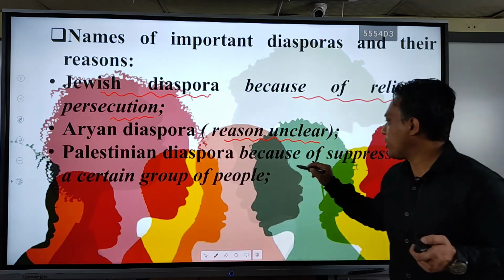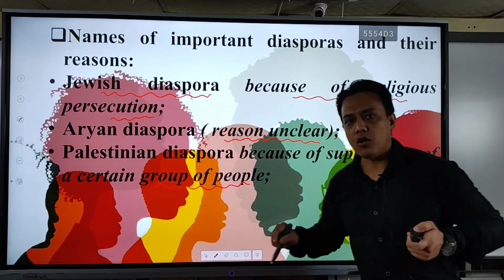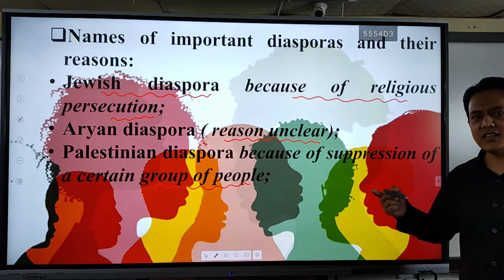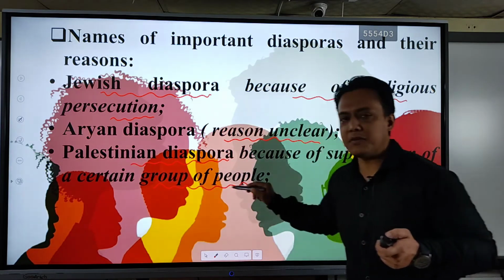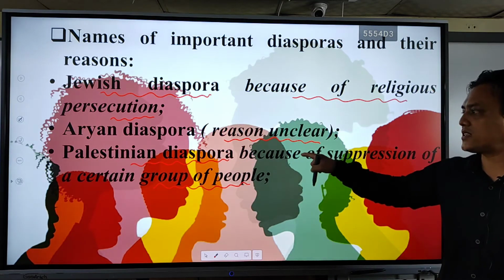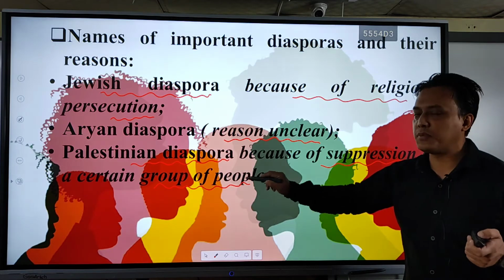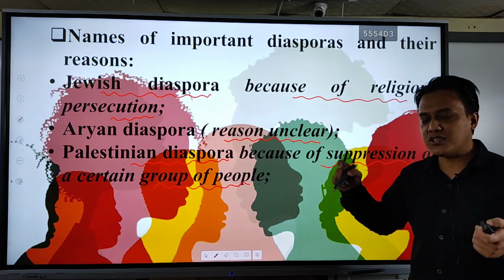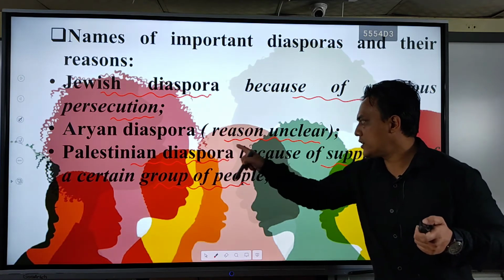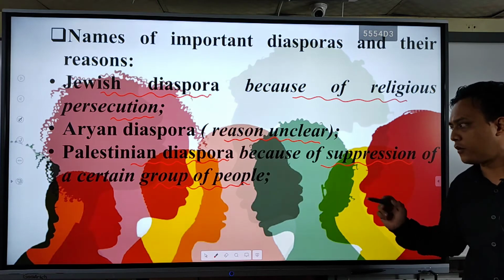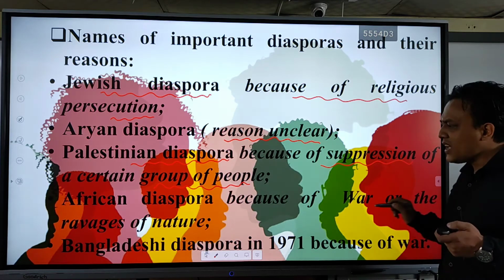Palestinian diaspora, because of the separation of a certain group of people. The reason has not been mentioned clearly in this passage. Only the Palestinian diaspora has been mentioned, but the reason has been mentioned in an indirect way. So it has been represented in the slide that the Palestinian diaspora is because of the separation of a certain group of people. Then African diaspora, because of war and the ravage of nature.